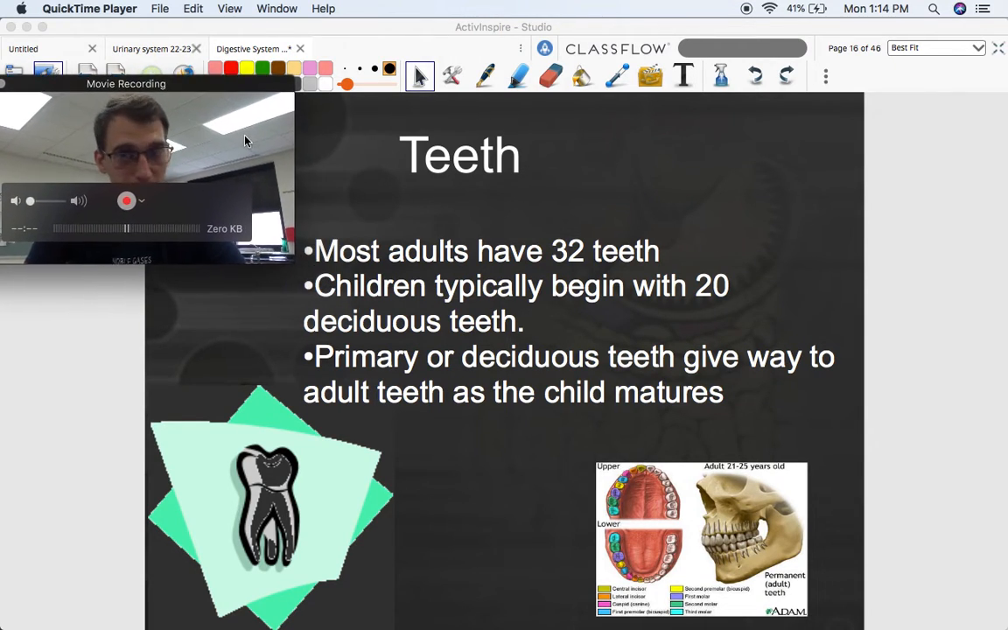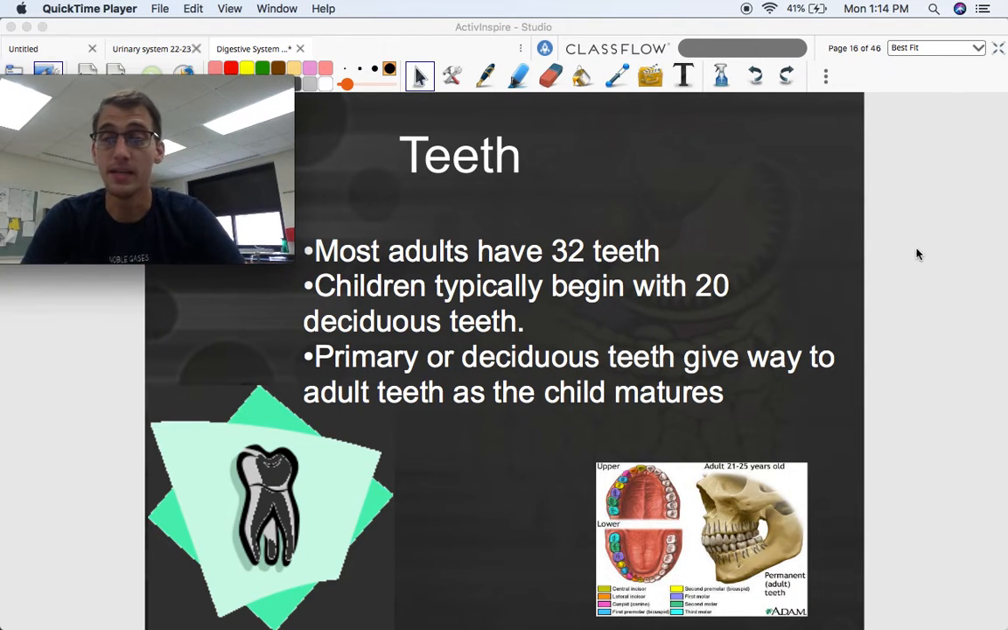Most adults have 32 teeth. Children typically begin with 20 deciduous teeth. Primary, or what we refer to as deciduous, not like the tree, deciduous teeth give way to adult teeth as the child matures. So everybody knows, maybe you remember when you lost your first tooth. And why do you lose your teeth and put them under your pillow when you're a little kid? Well, it's because those deciduous teeth are making room for your adult teeth, right? So other animals like sharks, they lose their teeth throughout their lifetime and they just keep growing and replacing them. We get one set of replacements, which is hopefully all we need.